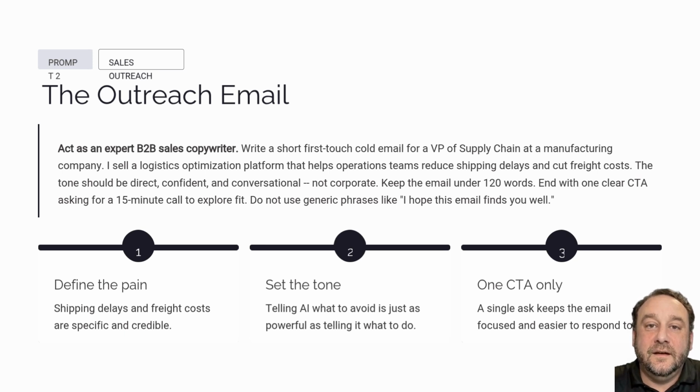For example, you might ask the AI to write a short cold email to a VP of sales at a SaaS company, focusing on messy CRM data and missed follow ups, and ending with one simple request for a short call. That is how you move from generic output to useful output.